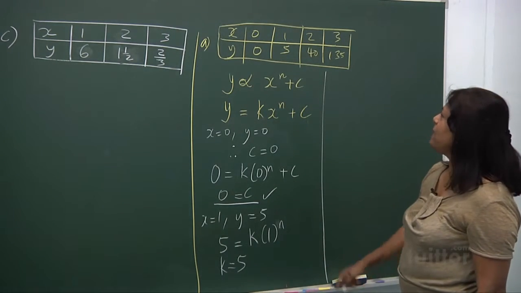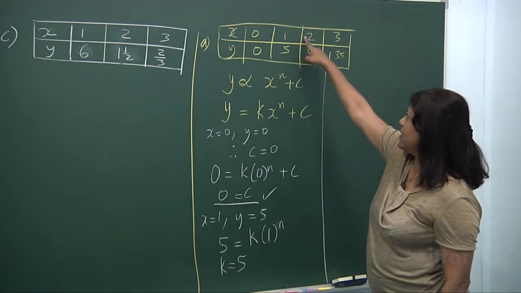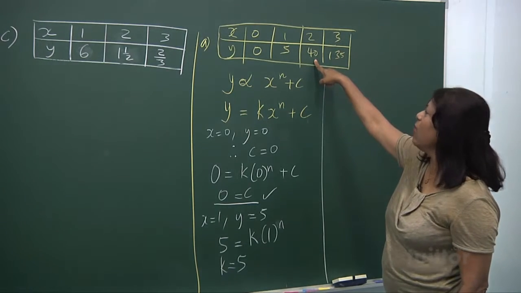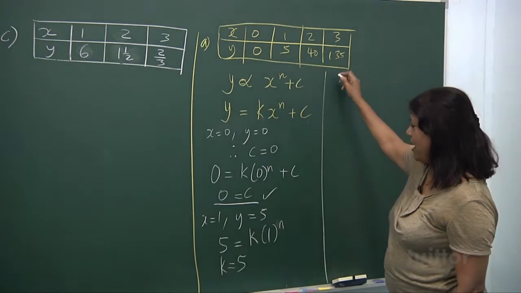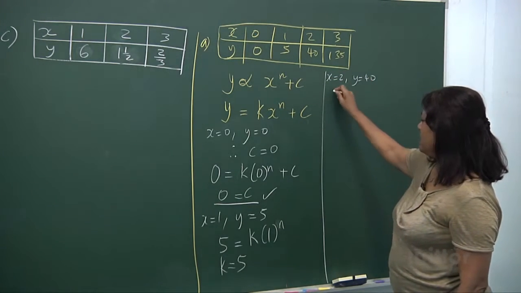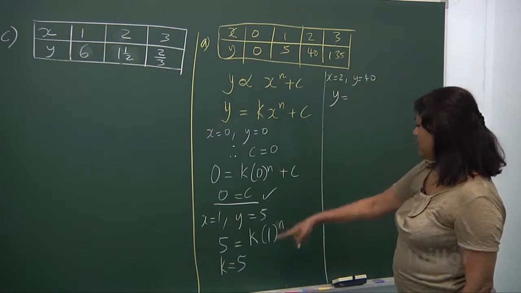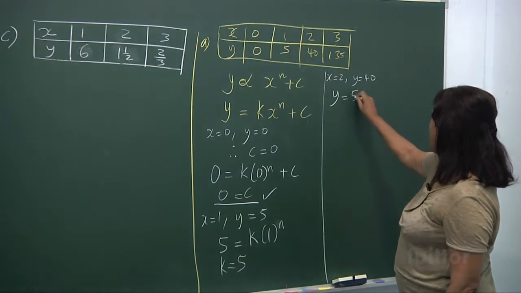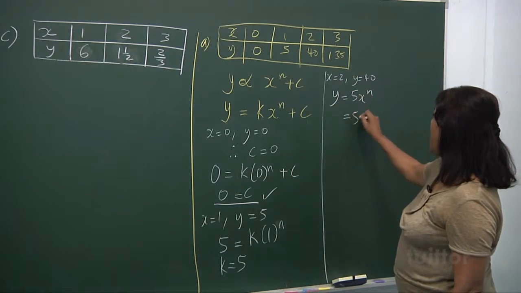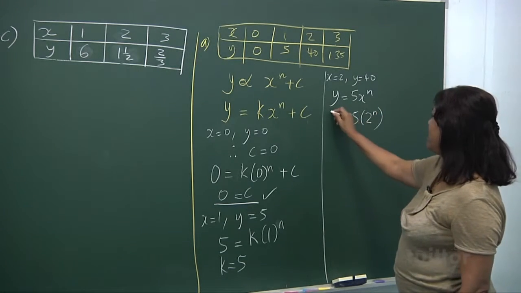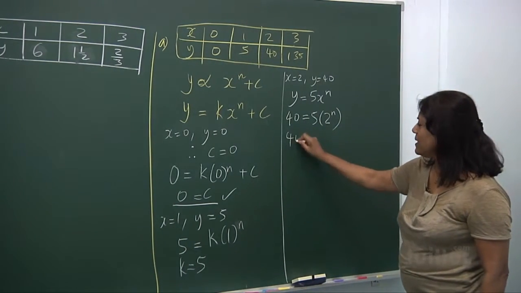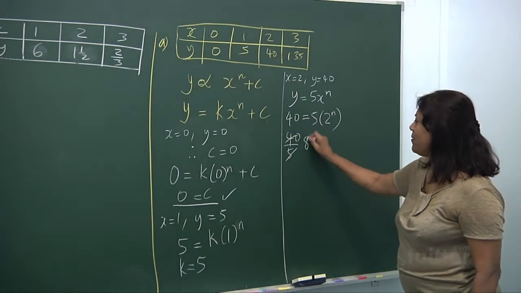Let's use the second bit of information. When x is 2, y is 40. So how do you go about that? X is 2. Y is 40. So your y is equal to k, which is 5, x to the power of n. And your x is 2, so 5 times 2 to the power of n, and here is 40. Bring the 5 over, 40 divided by 5. Ooh la la, you get an 8.